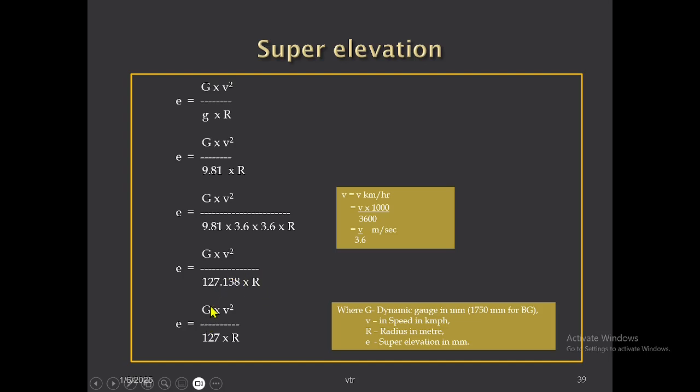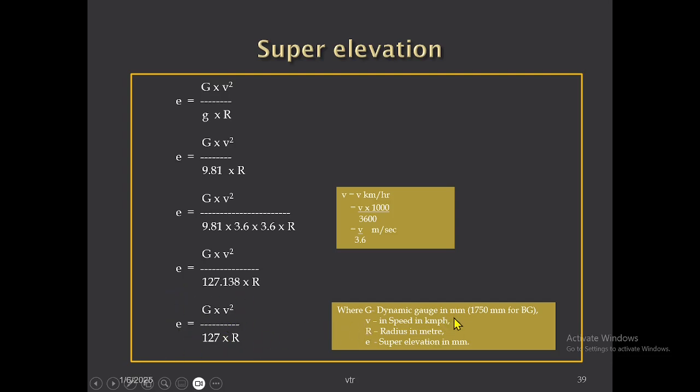When we are substituting G in meter, we'll get a value in meter. When we are substituting G in mm, we'll get a count in mm. So normally this is your equation, and roughly approximately E equal to G squared by 127 R. This is my equation of finding out your superelevation.